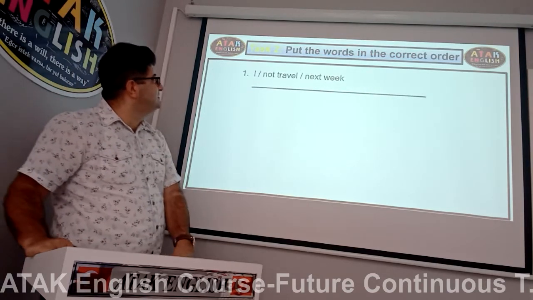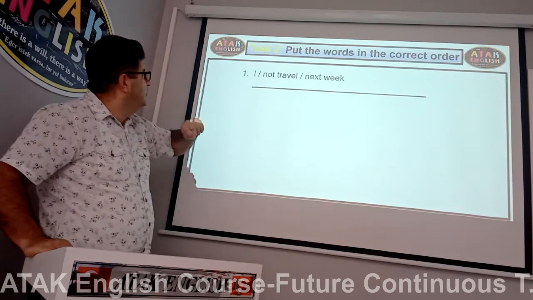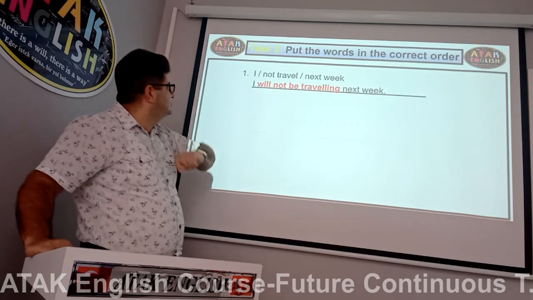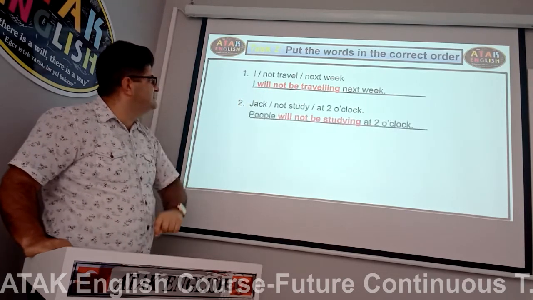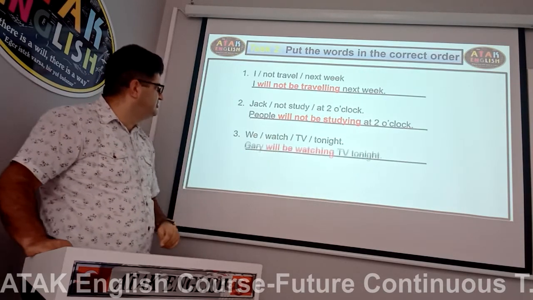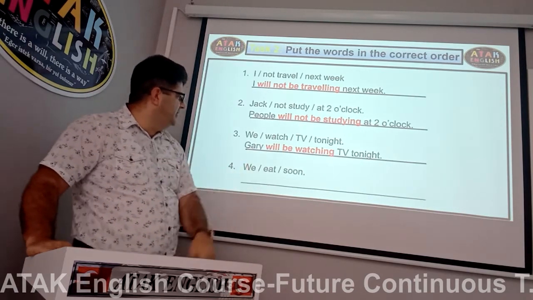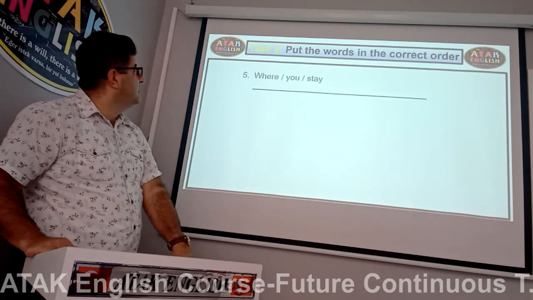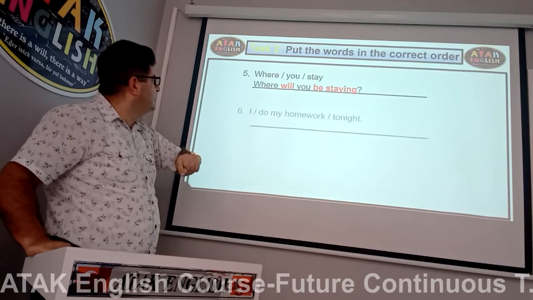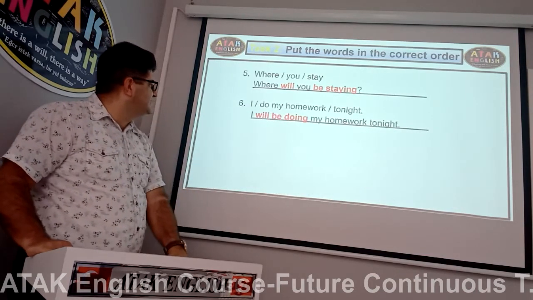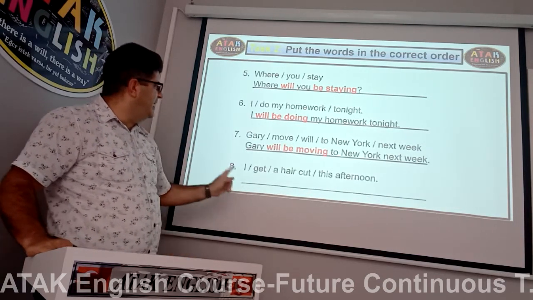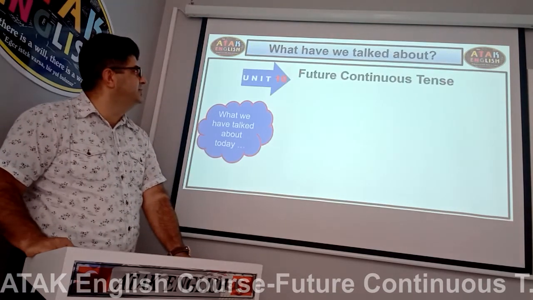Here comes another practice. We're going to put the words in the correct order. I will not be traveling next week. Jack will not be studying at 2 o'clock. We will be watching TV tonight. And we will be eating soon. It's still going on, the same thing. Where will you be staying? Question form. I will be doing my homework tonight. Gary will be moving to New York next week. And finally, I will be getting a haircut this afternoon.